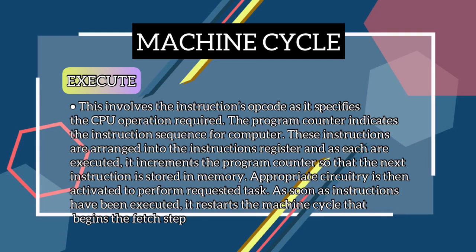Execute process involves carrying out the instructions of code as it specifies the CPU operation required. The program counter indicates the instruction sequence for the computer. These instructions are placed into the instruction register, and as each is executed, it increments the program counter so that the next instruction is stored in memory. Appropriate circuitry is then activated to perform the requested task. As soon as instructions have been executed, it restarts the machine cycle that begins at the fetch step.